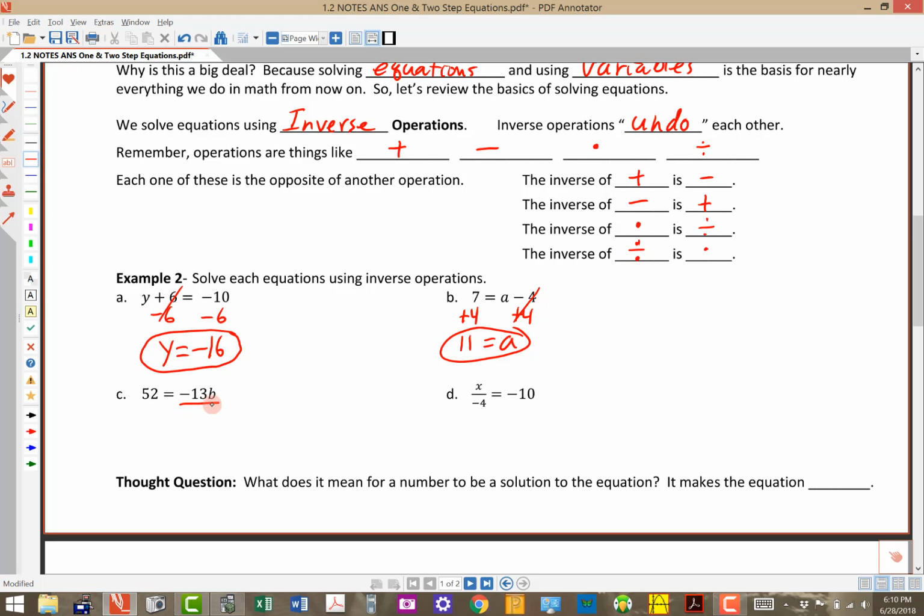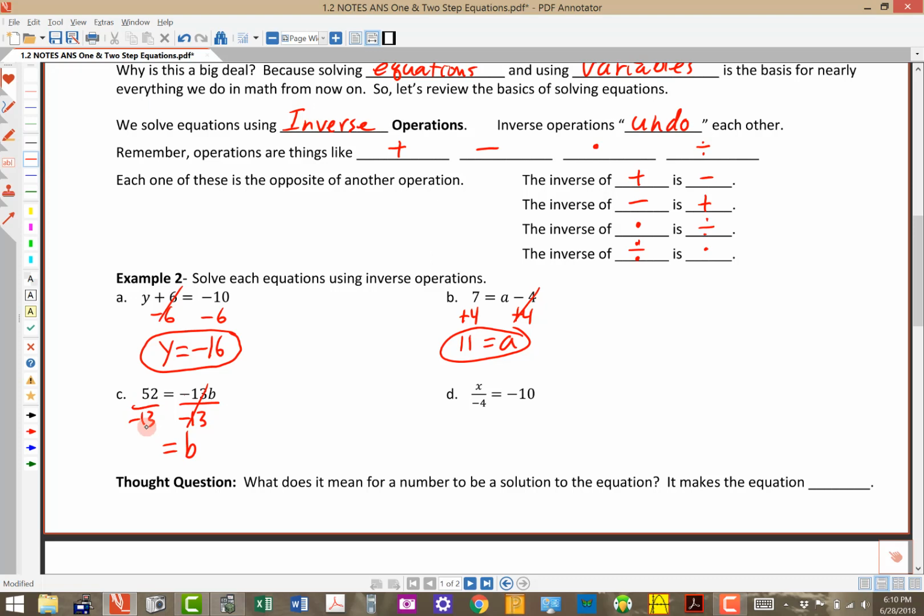Now, we are going to divide, but we're going to divide by negative 13. Some people will think of this and say, oh, I need to do the opposite, so I need to divide by positive 13. If you did that, we'd have a negative divided by a positive, and that would leave us with a negative b. We don't want that. So negative divided by a negative is positive. That's what we want. We end up with a b over here.